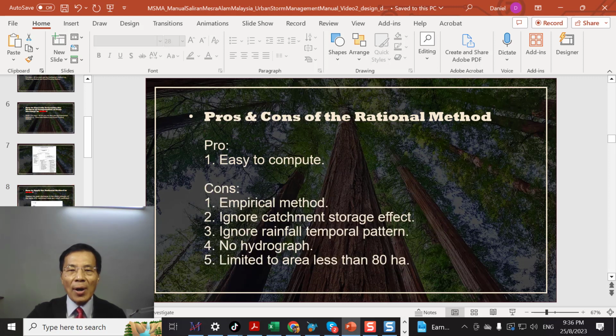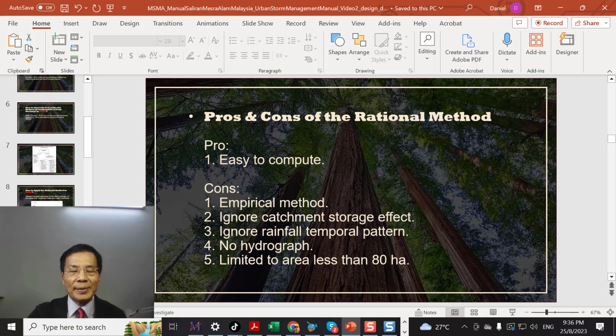So what are the pros and cons of the rational method? The first pro I can think of is it is easy to compute, because the formula is very simple. It is Q equal to CIA. You only need to determine the C, I, and A.